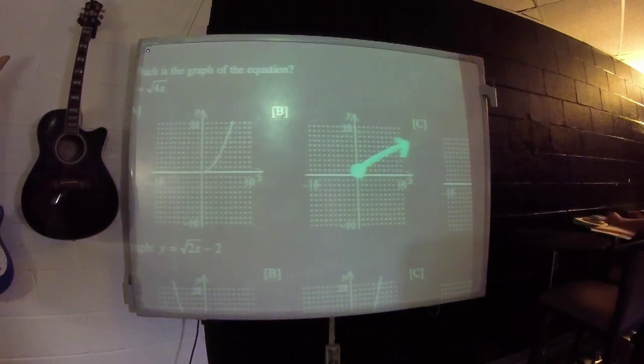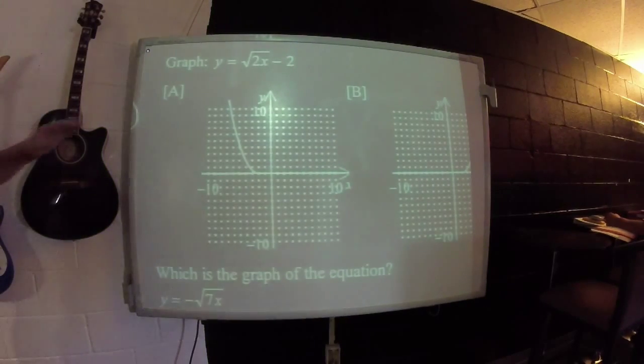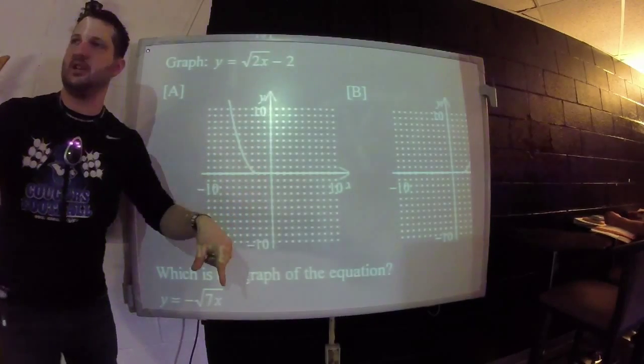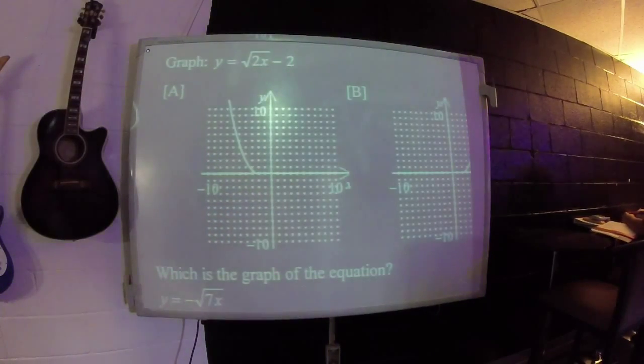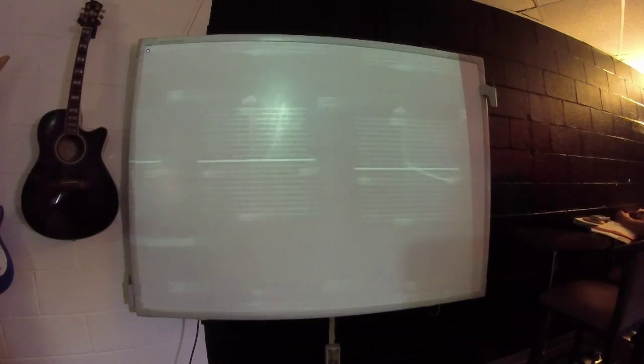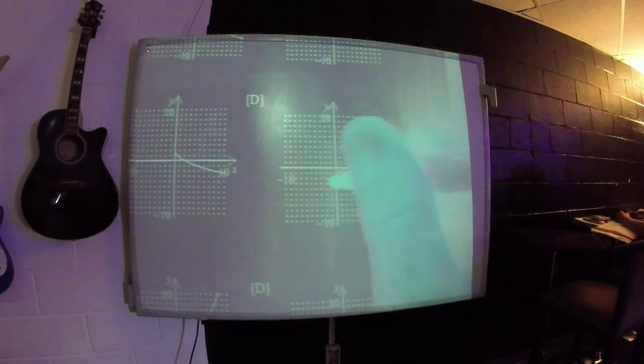The second one, that 2 inside just changed the shape slightly. I should still see the dot with the tail, but what happens with this? Just down 2. So we want to just drop down 2, and then do your dot with the tail there. Which one shows that? D. There it is. Just goes down 2.